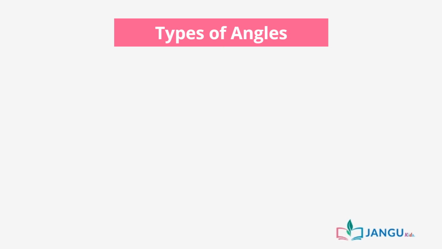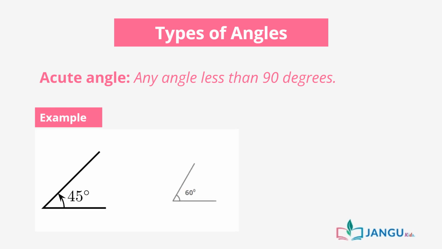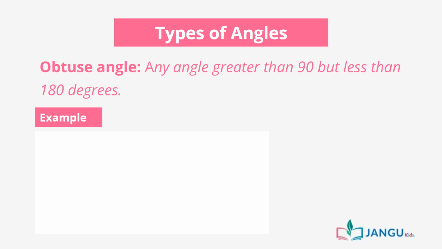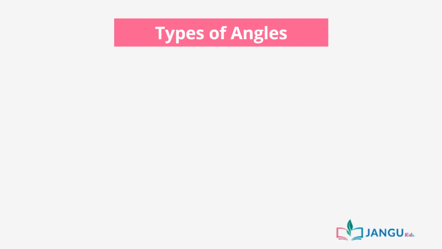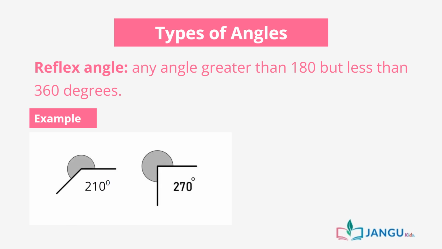They include: 1. Acute angle, which is an angle less than 90 degrees. Examples are 45 degrees, 60 degrees, etc. 2. Obtuse angle, which is an angle greater than 90 but less than 180 degrees. Examples are 100 degrees, 120 degrees, etc. And 3. Reflex angle, which is any angle greater than 180 degrees but less than 360 degrees. Examples are 210 degrees, 270 degrees, etc.